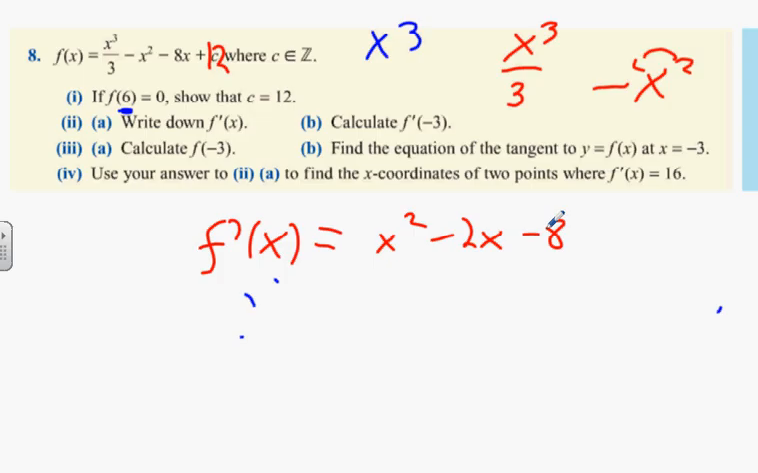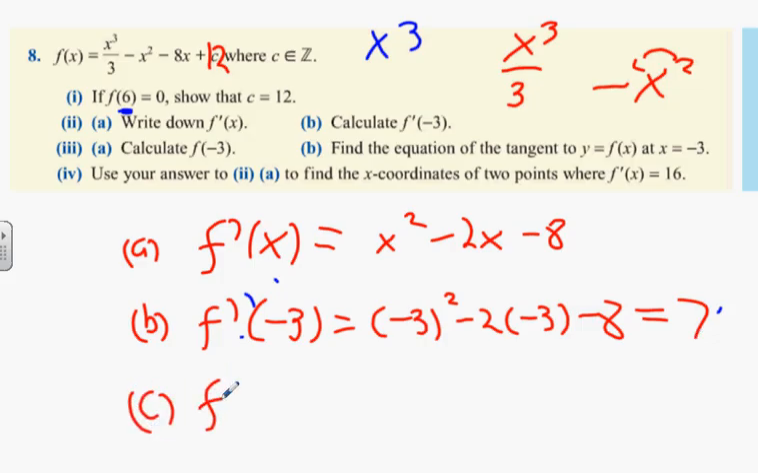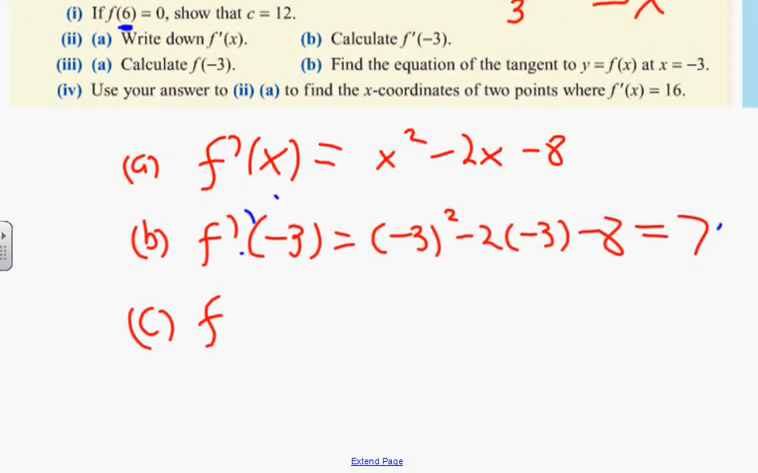So differentiate once, replace any signs of x with minus 3. 9 plus 6, 15. 15 take 8 is 7. Okay? Calculate f of minus 3. So don't differentiate, and replace all x's with minus 3.